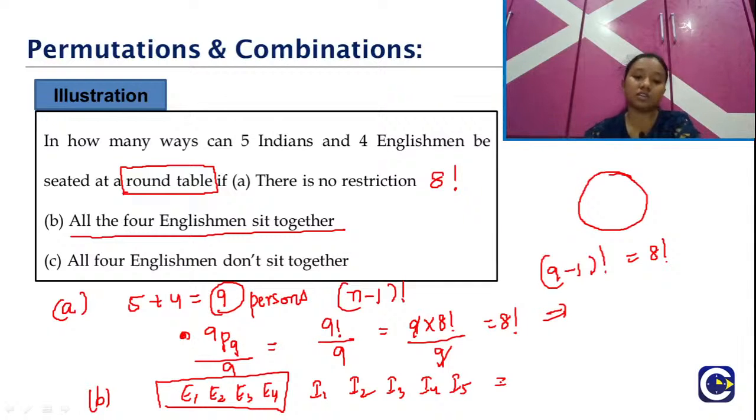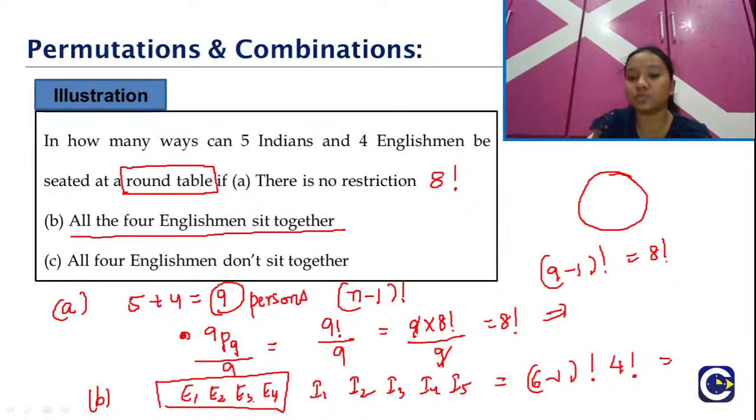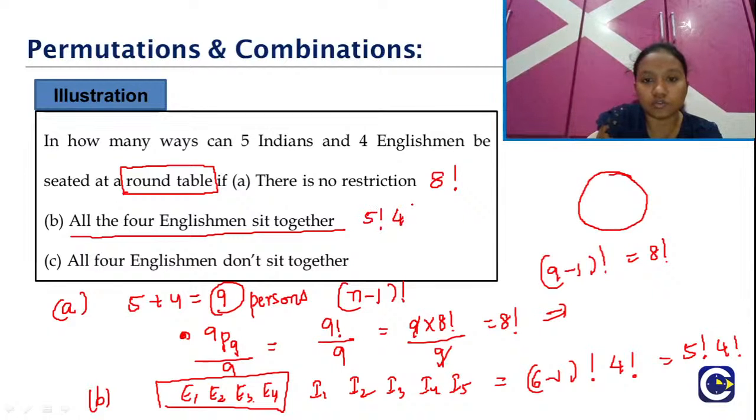In general, for a linear arrangement, it would be 6 factorial, whereas here it's circular, so it will be 6 minus 1 factorial. And these 4 can be rearranged amongst themselves, that is 4 factorial. So 6 minus 1 is 5 factorial into 4 factorial. The number of ways so that all the 4 Englishmen sit together is given by 5 factorial into 4 factorial.